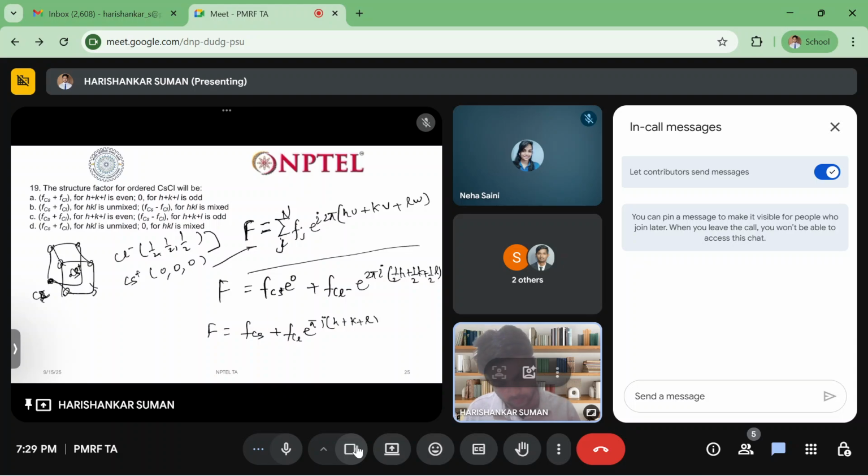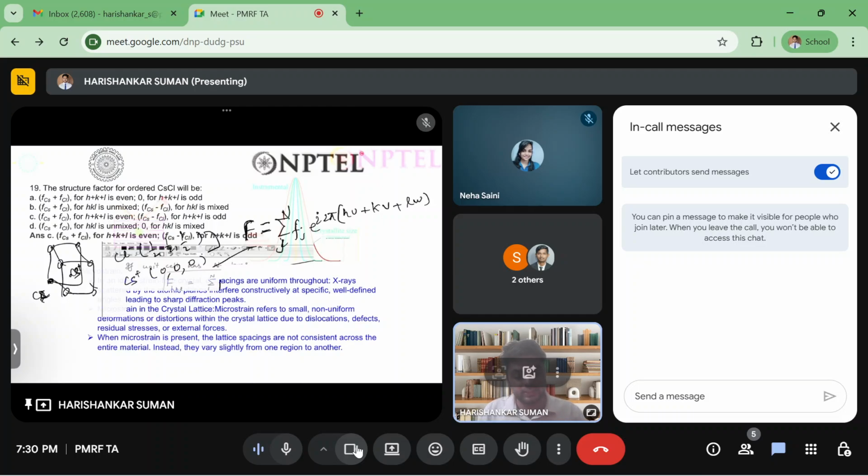So the condition is that if this sum is even, then when H, K, L are all even. So according to that, the sum is even and the other is odd. That is the answer.